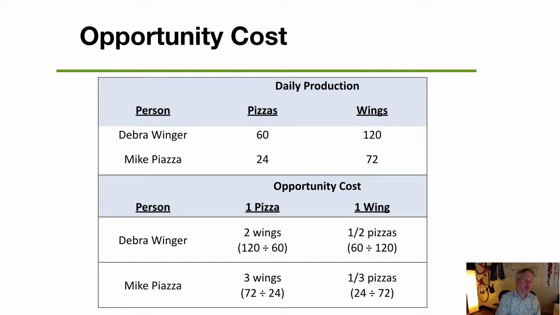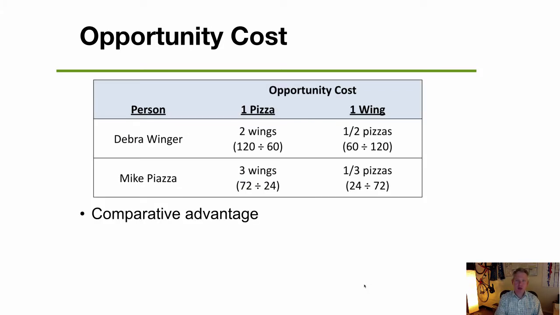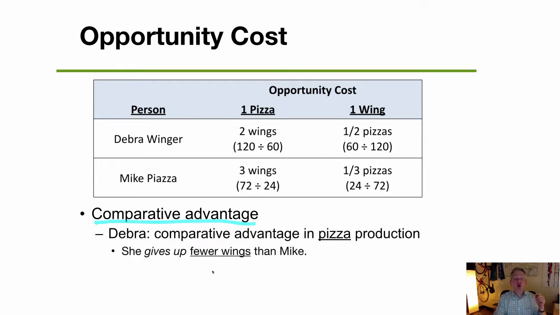So the opportunity cost of him producing 1 more wing is 1/3 pizza. All right. So now I'm just going to take some of that off so we can look at comparative advantage. Remember, comparative advantage is whoever has the lower opportunity cost has the comparative advantage. All right. So who has the lower opportunity cost for producing pizza?